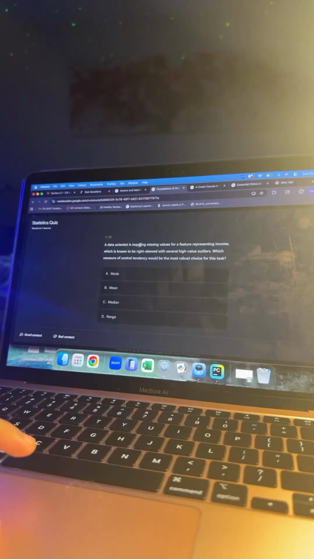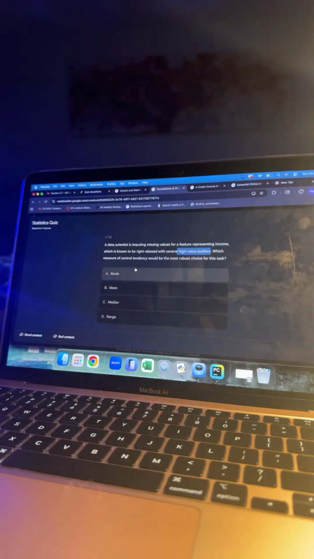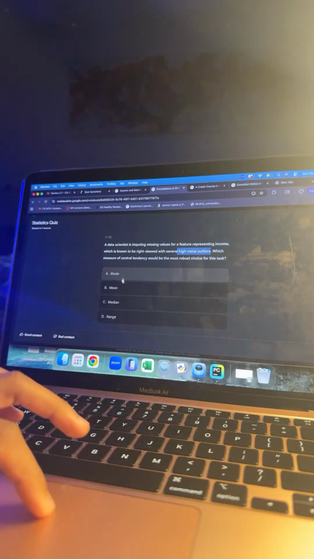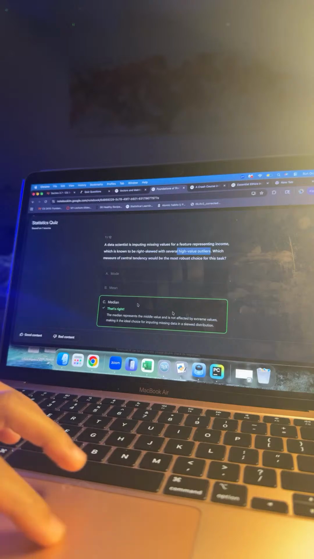So a data scientist is imputing missing values for a feature representing income, which is known to be right skewed with high value outliers. Which measure of center is the most robust? Okay, we did this question like 3 times and got it wrong each time, so it has to be the median. Golly.